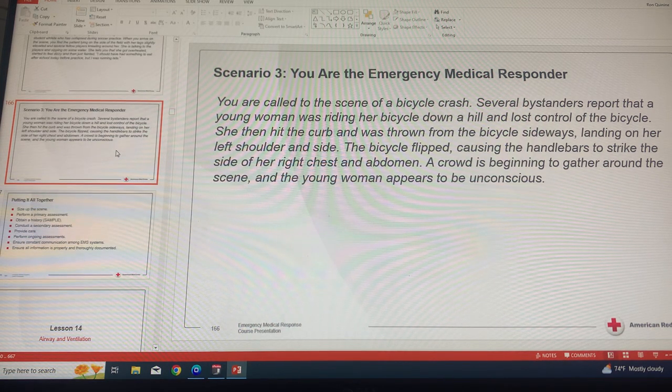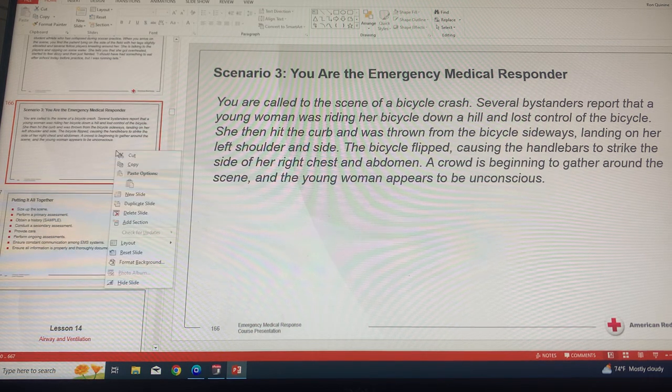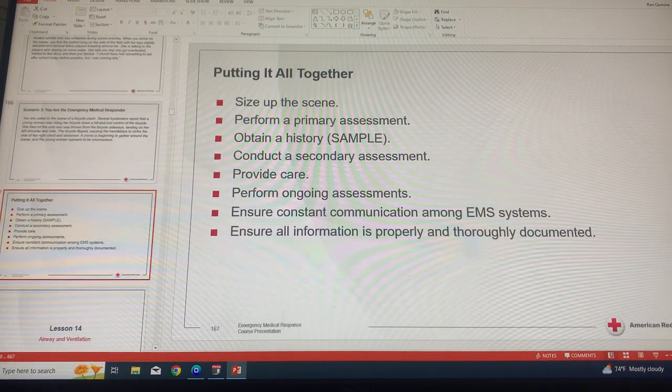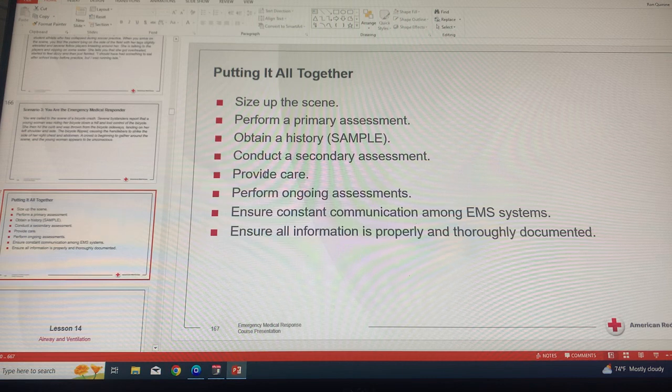Okay, so this is the third scenario that we will be discussing in person. So the next slide here just recaps the last few lessons, discussing some of the things we talked about. Putting it all together, okay?